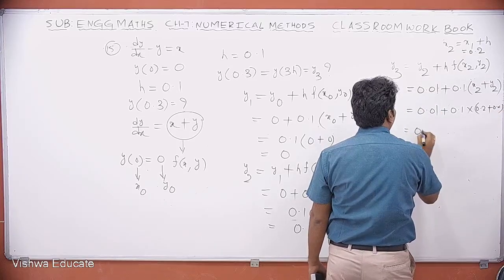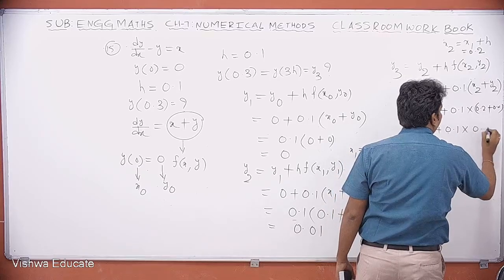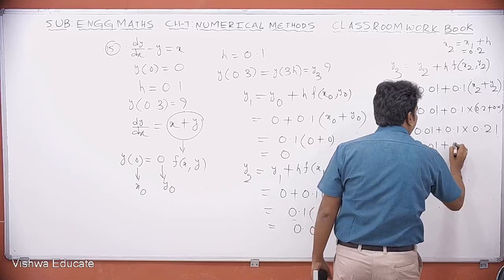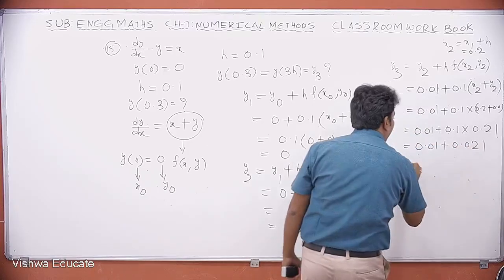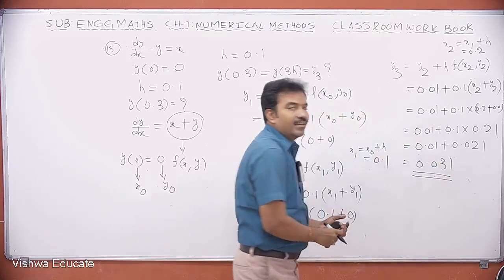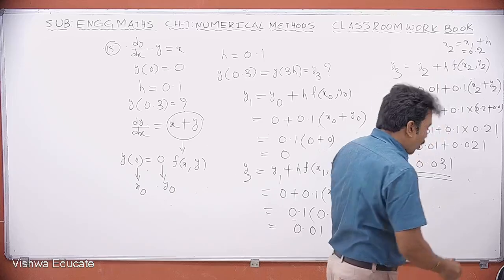So therefore this is 0.01 plus 0.1 into 0.21. So 0.01 plus 0.021, this is 0.031. This is the value of y in the third iteration. Therefore, it is option number B.